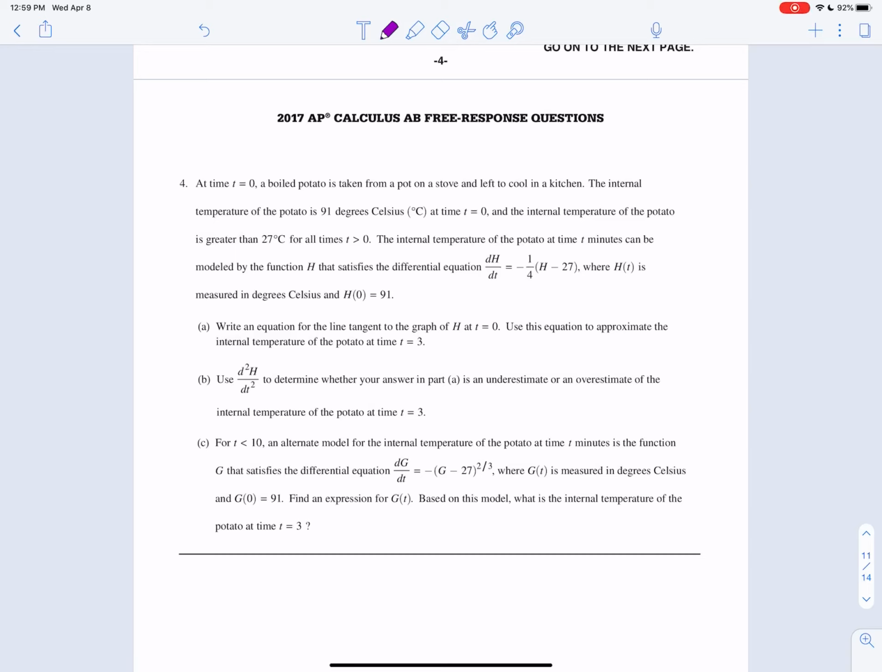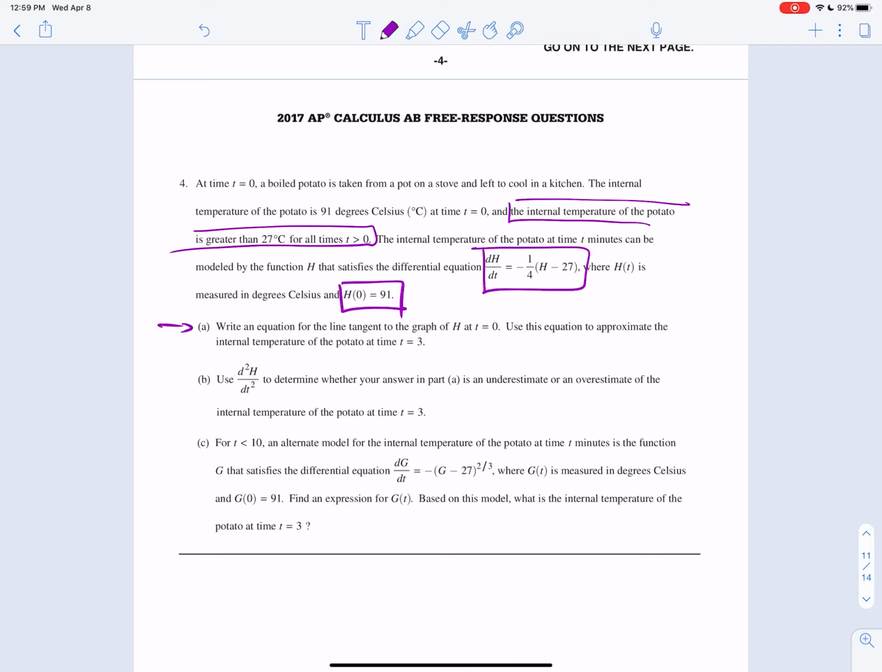Here's 2017 question 4. This looks like a separable differential equations problem. I noticed that they give me a differential equation, they give me an initial condition, and they give me a little fact right here: that the internal temperature will always be greater than 27 degrees. All right, here we go.